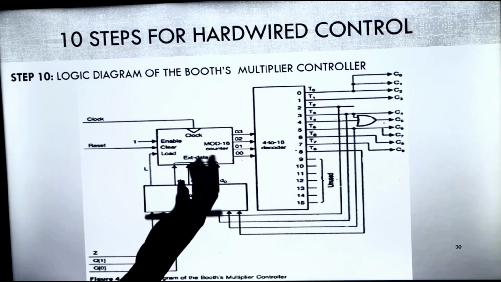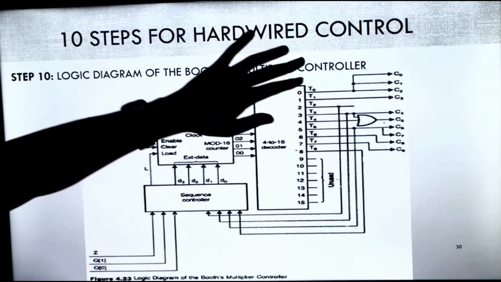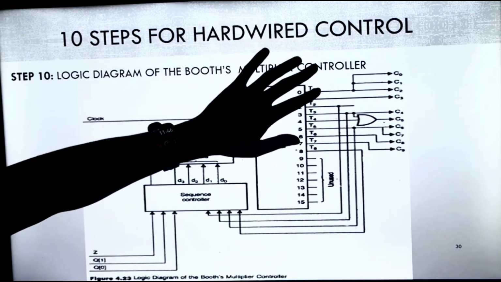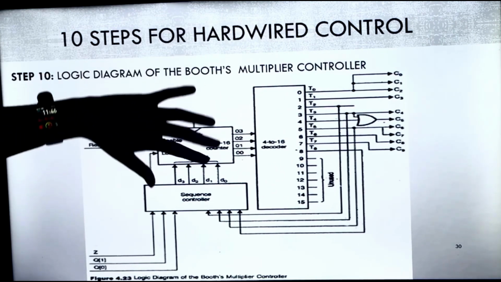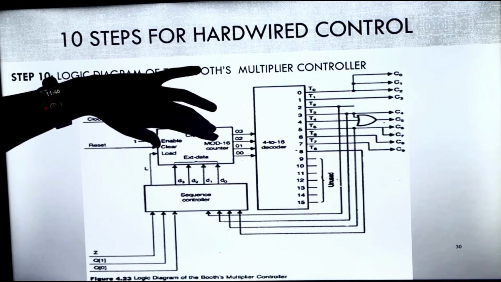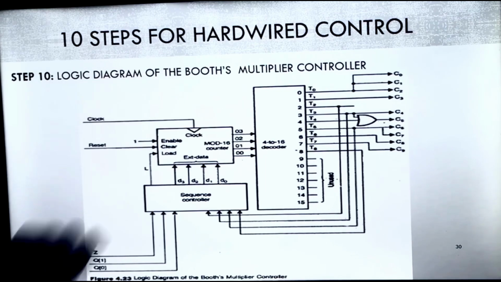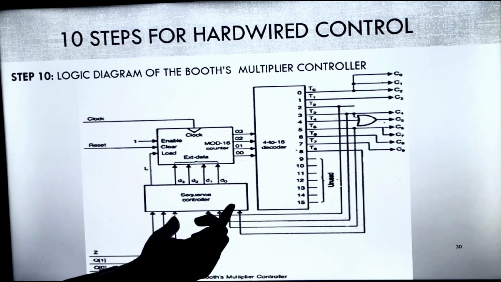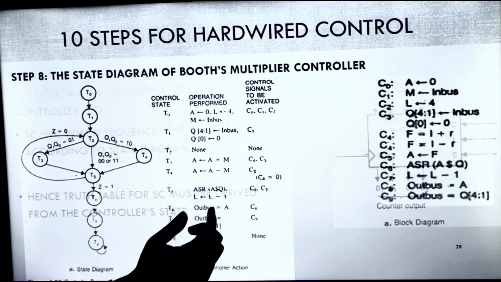Now how will it follow this state? For sequential execution there is no problem. But if there is a looping, there is a problem, right? So this sequence controller will tell your mode 16 counter about the looping, that there is a looping, please go to that particular stage. You understood that? So for that, your sequence controller should know about the looping conditions. Where are the loopings? From where will I know? I'll know from this state diagram.